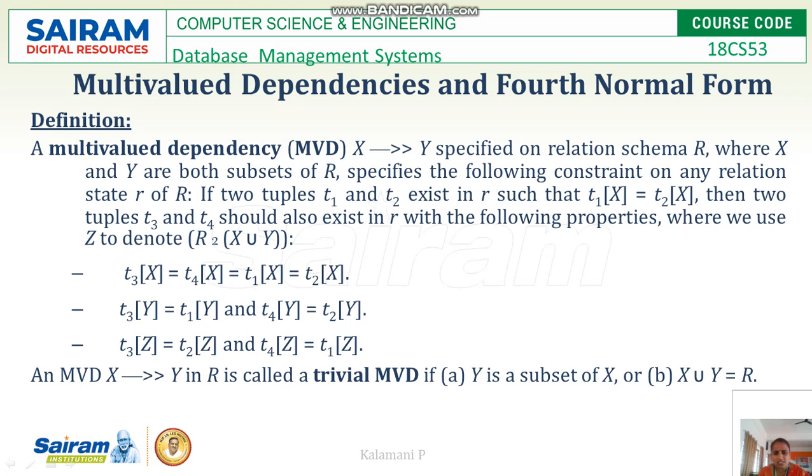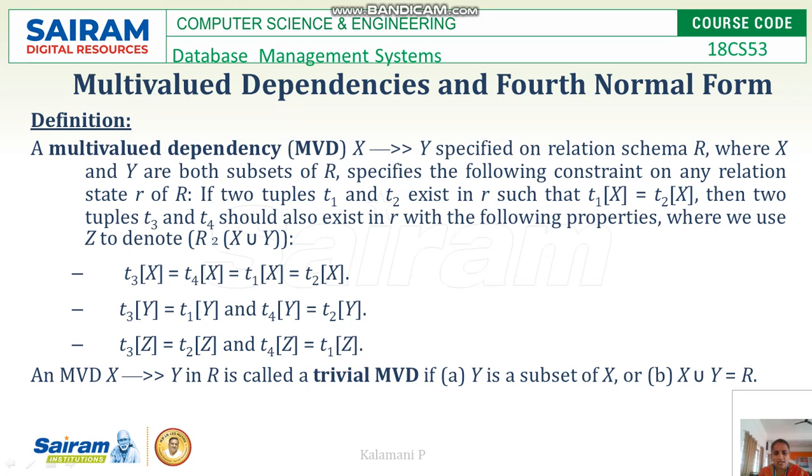What are the properties? We are going to define that T3 of X is equal to T4 of X, that is equal to T1 of X is equal to T2 of X. That is, T3 of Y equals T1 of Y and T4 of Y is equal to T2 of Y. Then T3 of Z equals T2 of Z and T4 of Z equals T1 of Z.